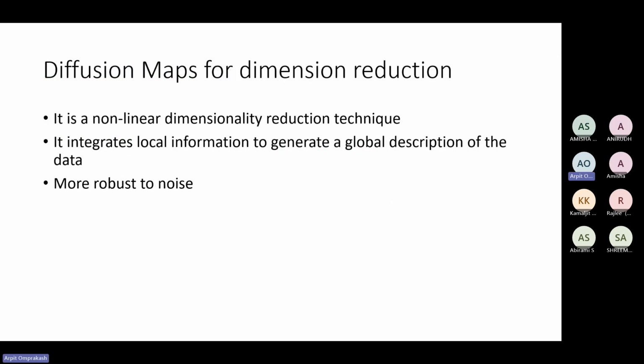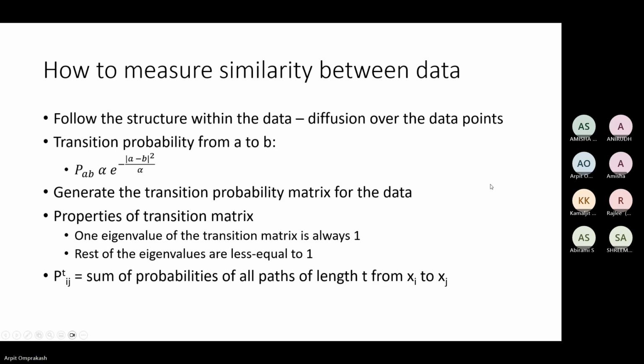Okay. So in the class, sir also talked about diffusion maps as another technique for dimension reduction. A diffusion map is also a nonlinear dimensionality reduction technique where it integrates local information to generate a global description of the data, and it is more robust to noise. It follows the structure of the data and tries to keep local relationships in the data prominent when plotting the data.